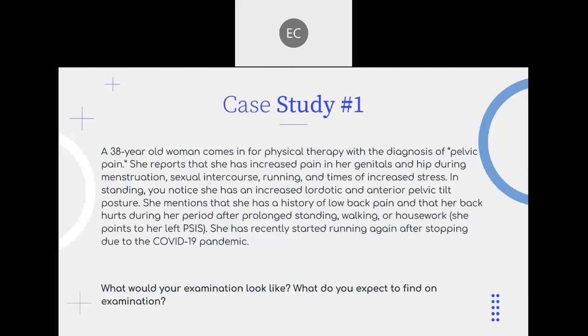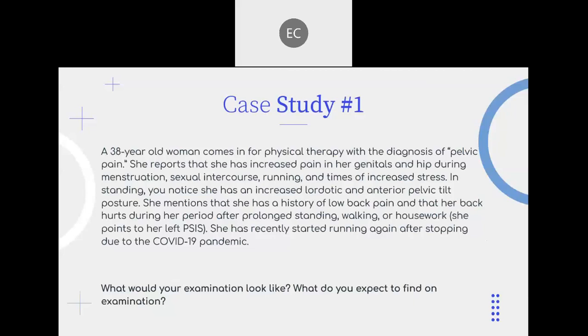Range of motion, some special tests like we mentioned, the SI joint cluster, Laslett's cluster. Maybe she pointed to her left PSIS, so that is a Fortin sign, which counts as a test for the SI joint. And maybe because of her posture, maybe testing for modified Thomas or something like that.